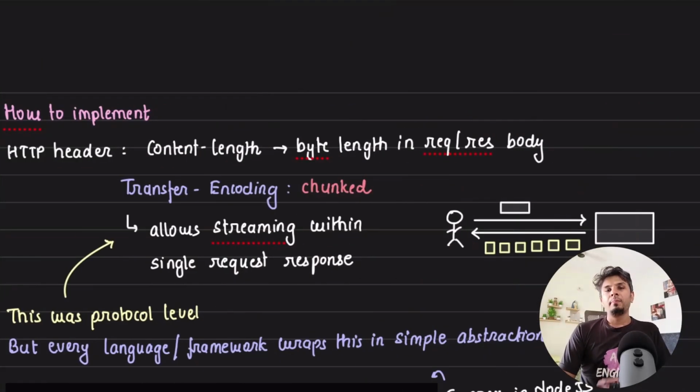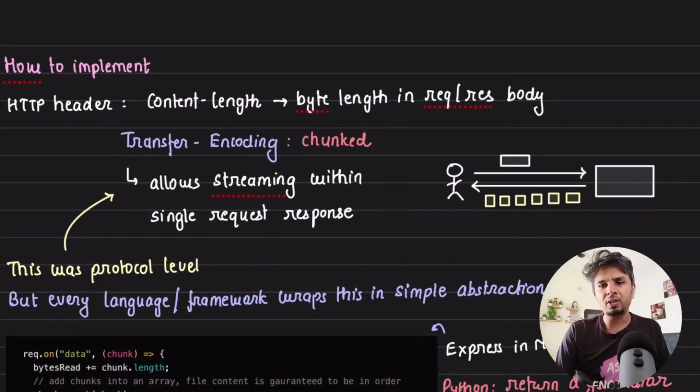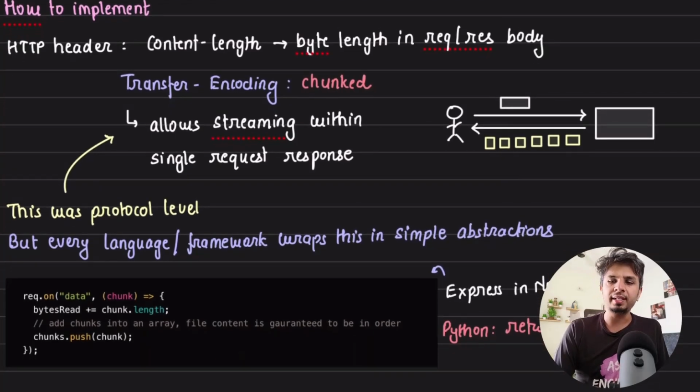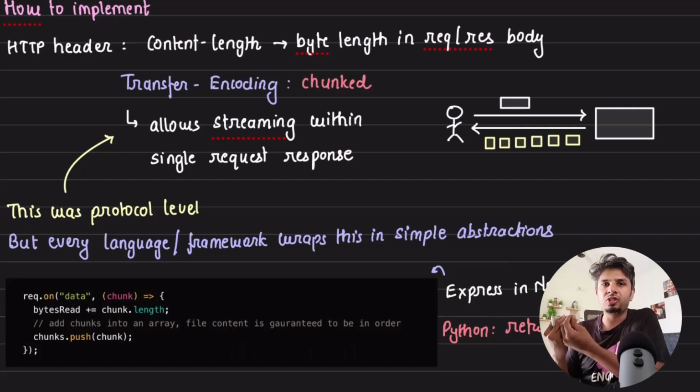Now, before we go into how Airbnb uses it, let's first understand how to actually implement it. The implementation is very simple because it is HTTP streaming that we're discussing. It uses a header called Transfer-Encoding: chunked.